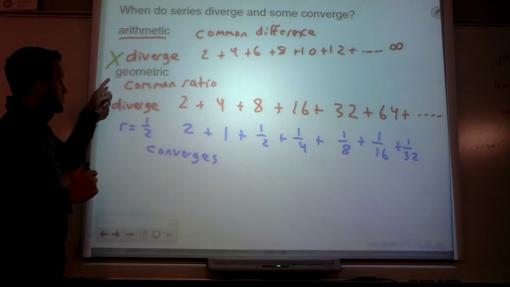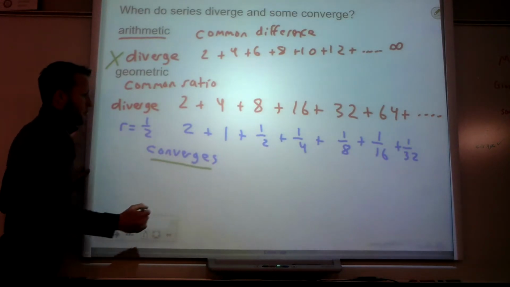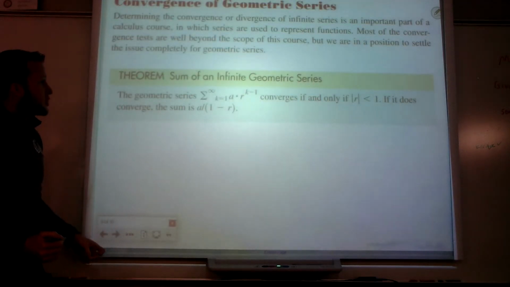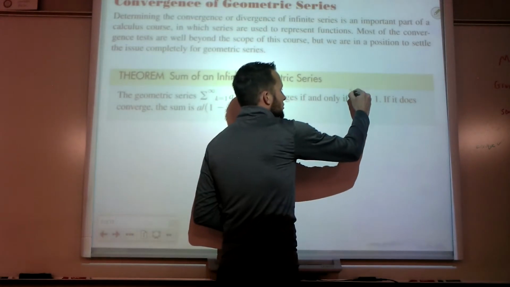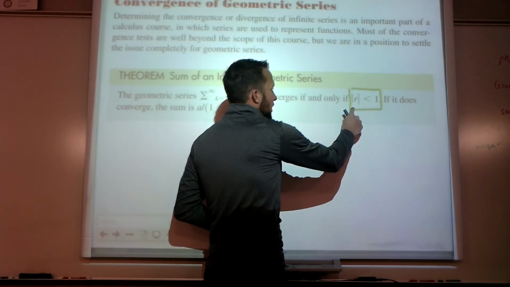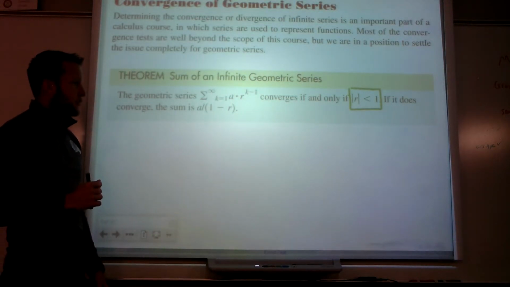Geometric, we're going to work with if it converges. Well, when will it converge? The answer is it converges if the absolute value of your ratio is less than 1. Your ratio might be negative. That's why we're taking the absolute value of it.